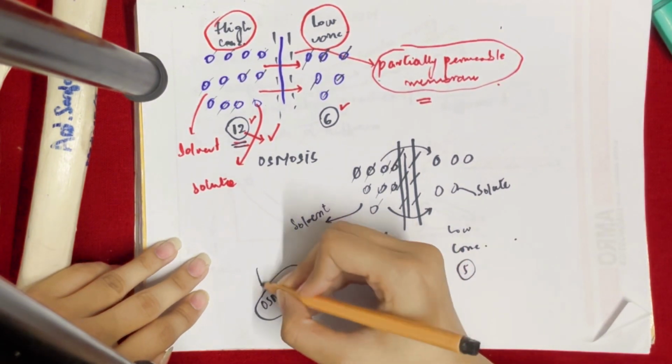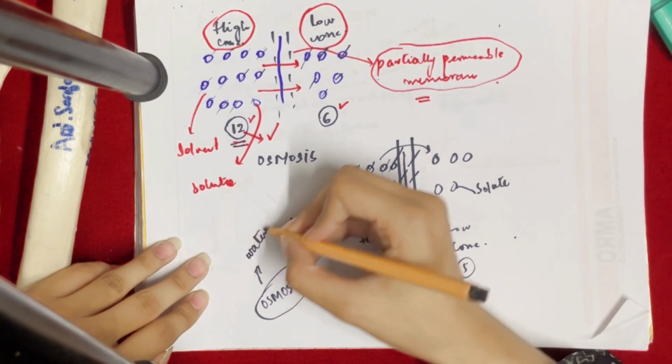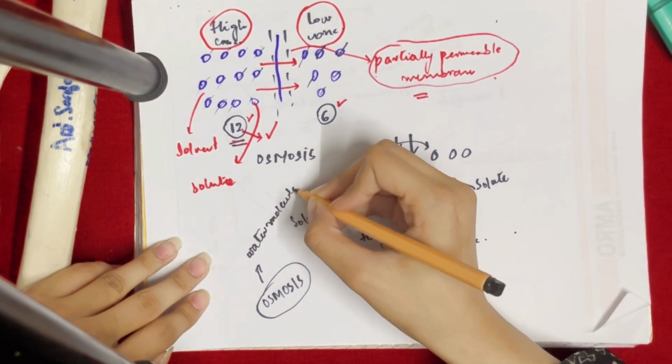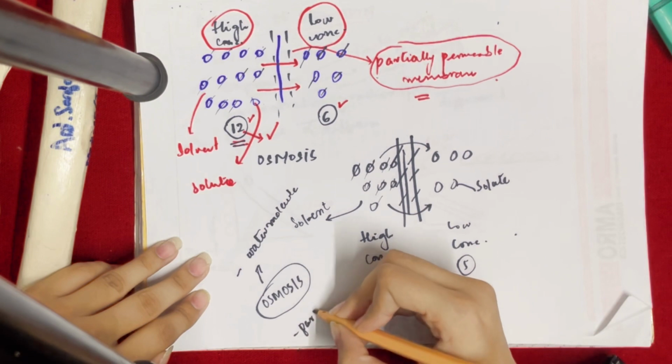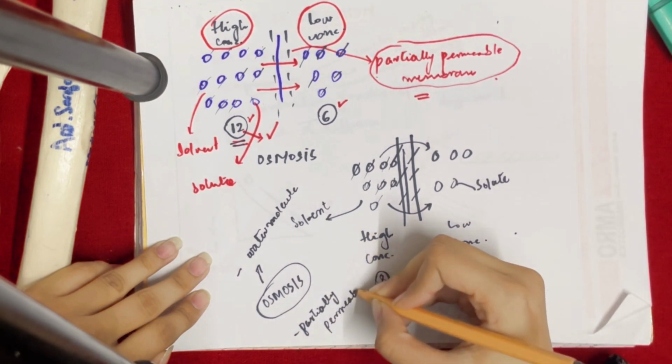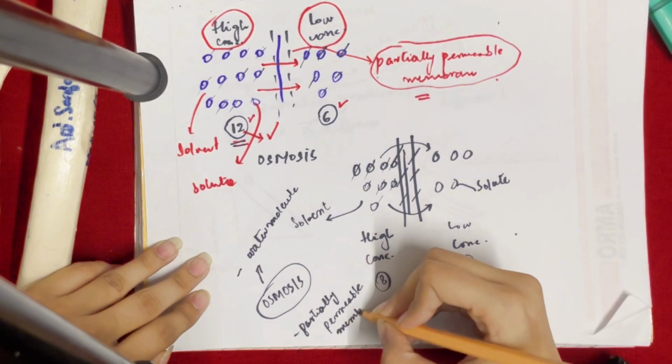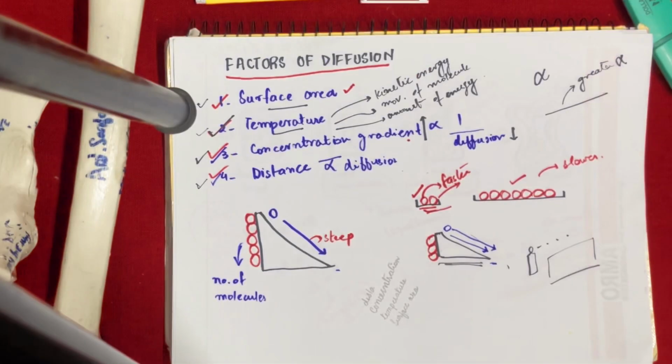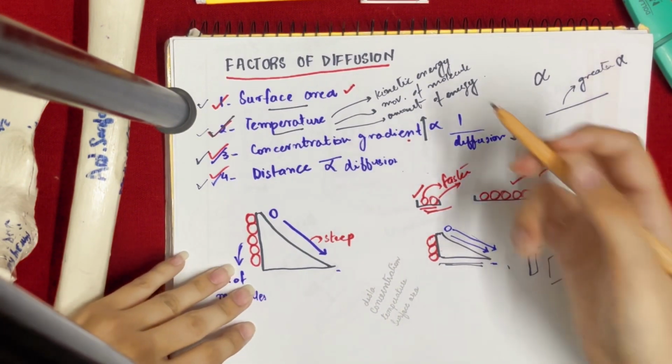We need to learn that it is about the water molecules, and secondly, it passes through a partially permeable membrane. Now, the next video to cover with regard to diffusion is the factors of diffusion.